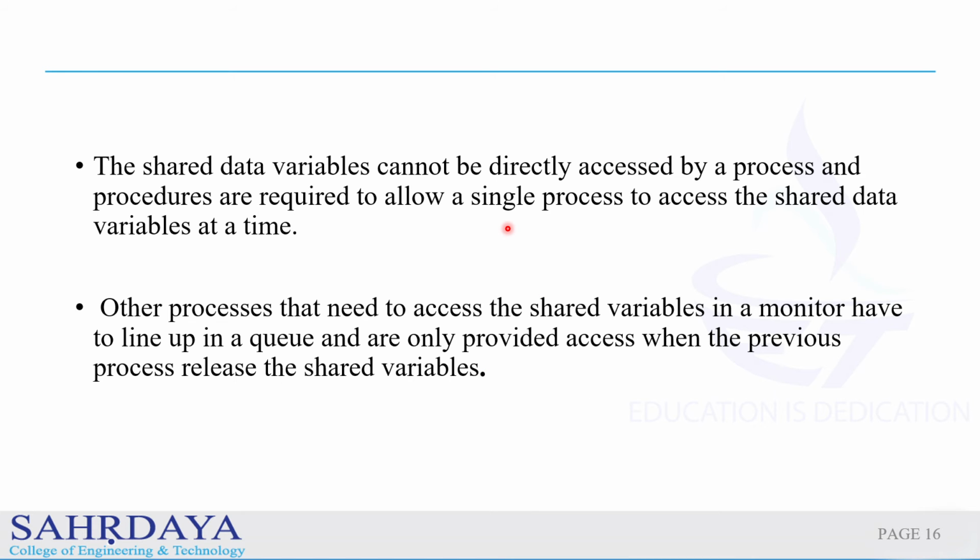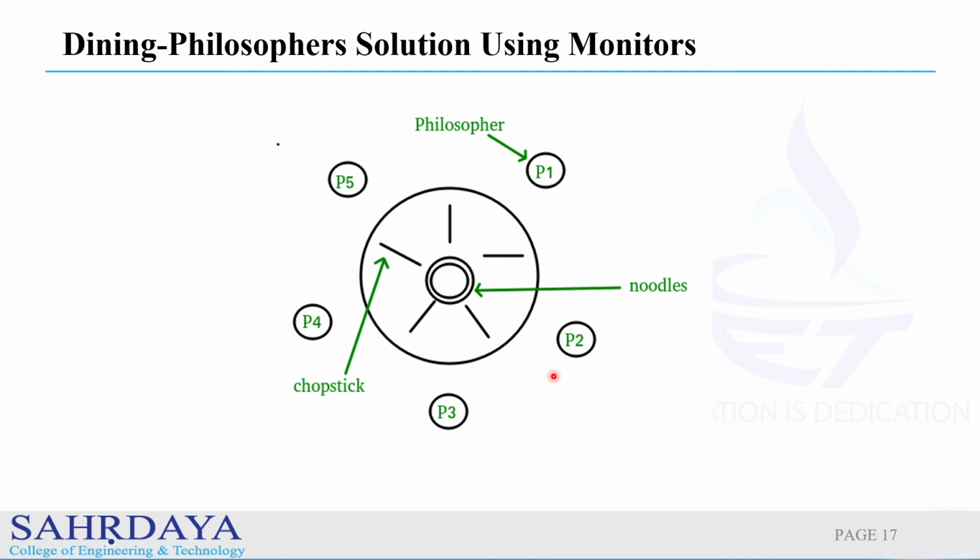The shared data variables cannot be directly accessed by a process and procedure, and are required to allow a single process to access shared data and variables at a time, as I said before. Other processes that need to access shared variables in a monitor have to line up in a queue and are only provided access when the previous processes release the shared variables.